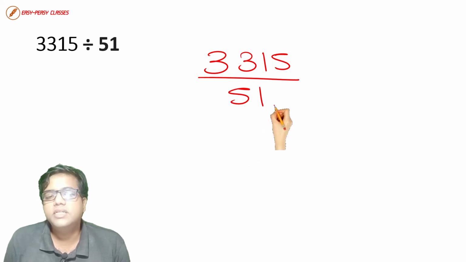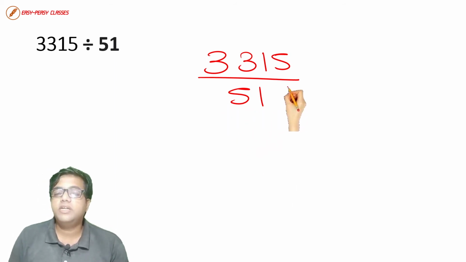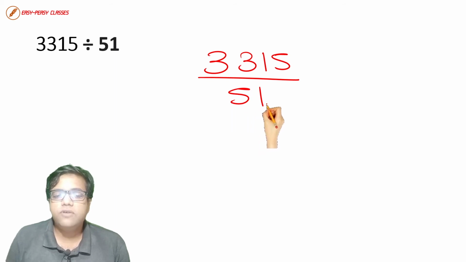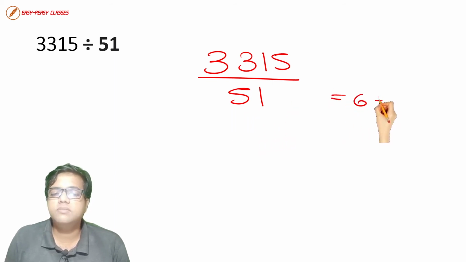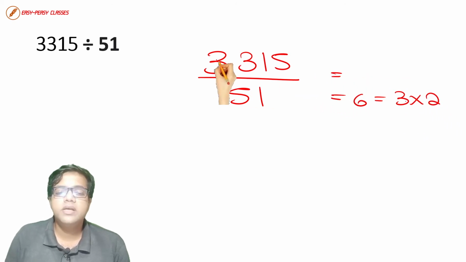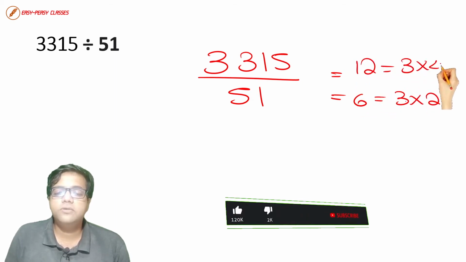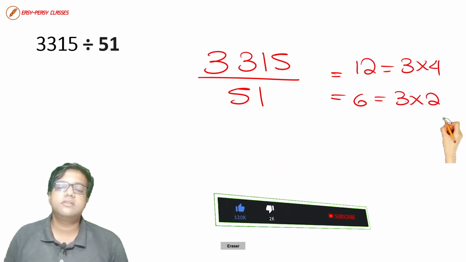The sum of the digits should be divisible by 3, right? So 5 plus 1 is 6. 6 is divisible by 3 because 3 twos is 6. Here 3 plus 3 is 6, 6 plus 1 is 7, 7 plus 5 is 12. And you know that 3 fours is 12, right? 3 fours is 12.